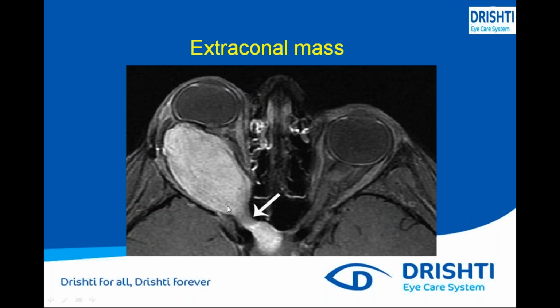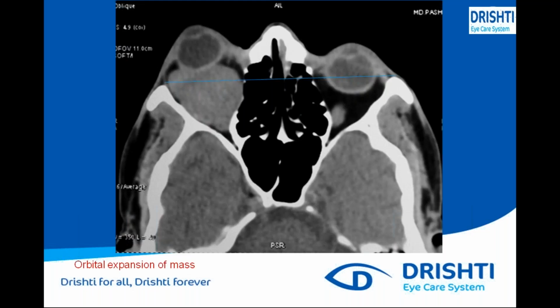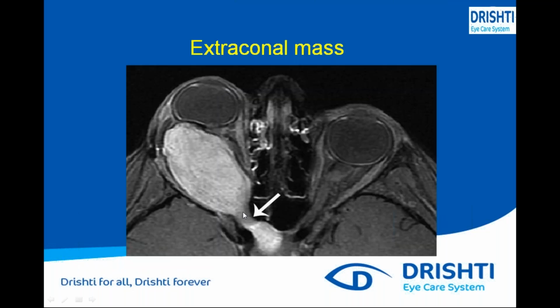But whereas if you see this one, this mass has extended till here. It has come towards the sinuses also. So this is the extraconal mass. It has come out, it has spread out of the cone also. So there are two differences. Intraconal will be inside the cone of the eye, so it is called an intraconal mass. But if the mass has extended beyond the cone of the eye and the extent of the eye orbit, this is called the extraconal mass.